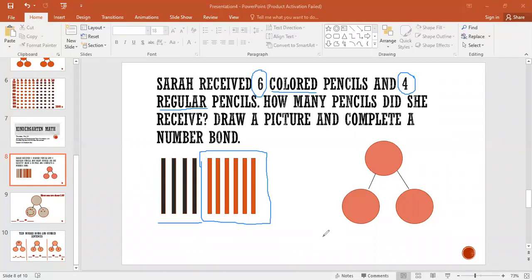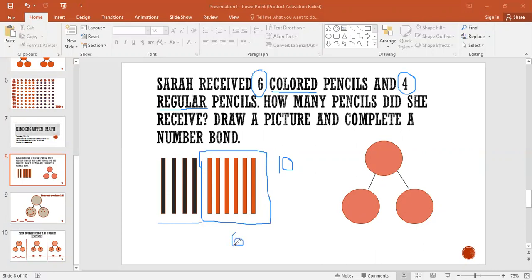All right, I need to figure out how many pencils she had all together. Looking at our pictures, what can I do to figure out how many pencils she has all together? Oh, that's a good idea. Can we count up all of the pencils? That's a great idea. Let's count up all the pencils we have, and that will tell us how many we have all together. Okay, go ahead with me, and we're going to count all the pencils up. 1, 2, 3, 4, 5, 6, 7, 8, 9, 10 pencils. Did she have 10 pencils altogether? Yes, she had 6 colorful pencils and 4 regular pencils, and that equals a total of 10 pencils altogether.